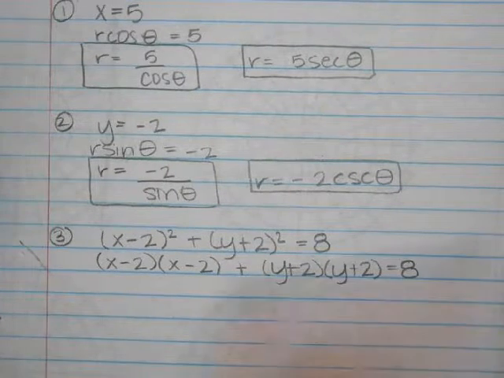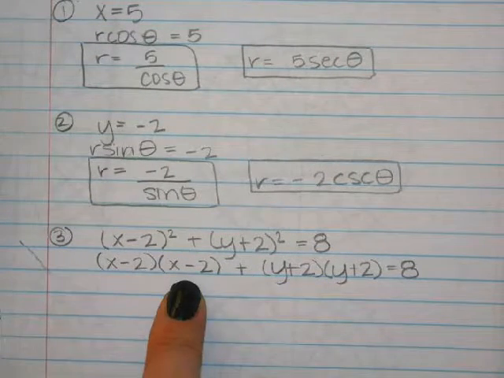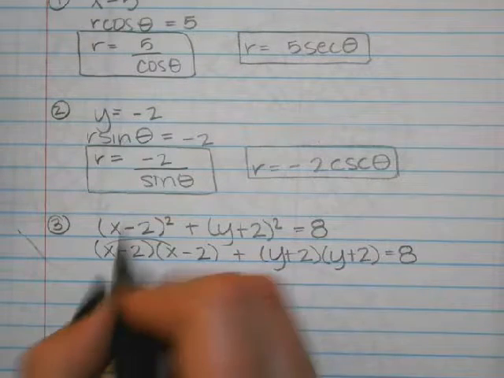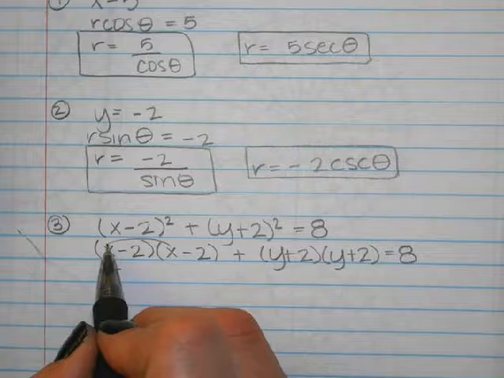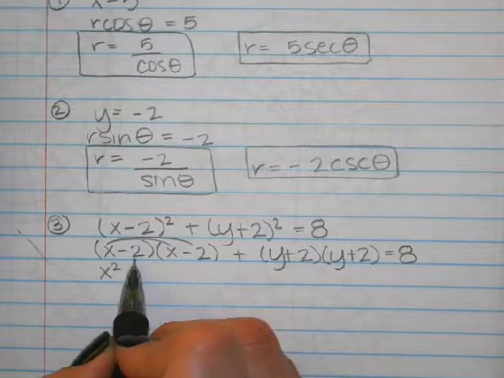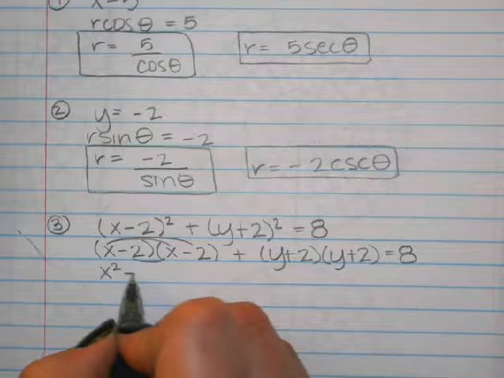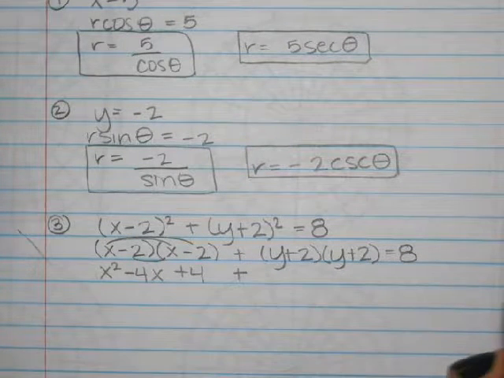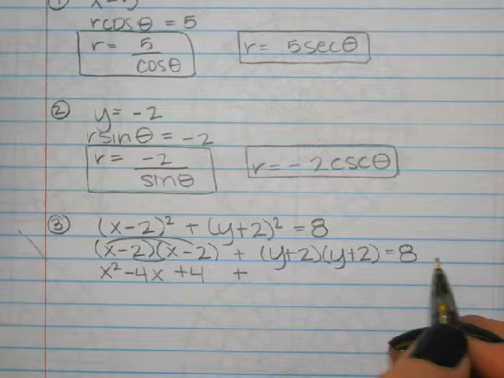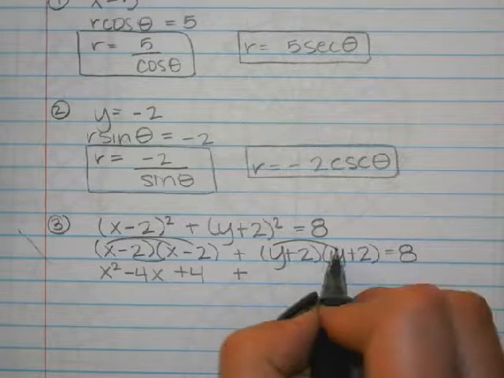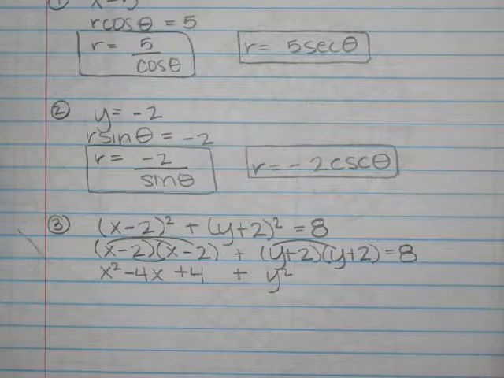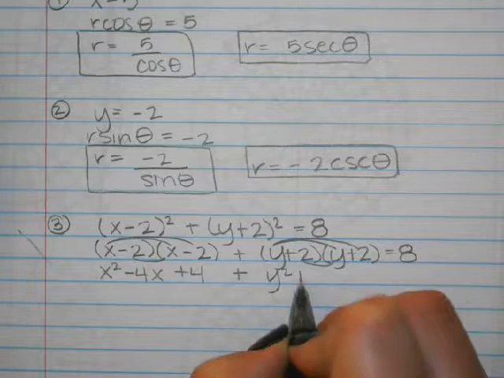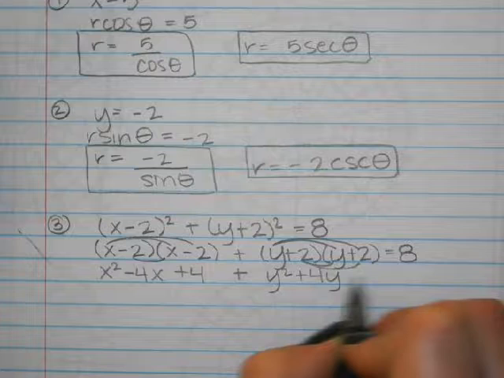Okay, so what do I do with these two parentheses next to each other? I FOIL them. So I've got x squared minus 2x minus another 2x plus 4. And then I have y squared plus 2y plus another 2y plus 4.